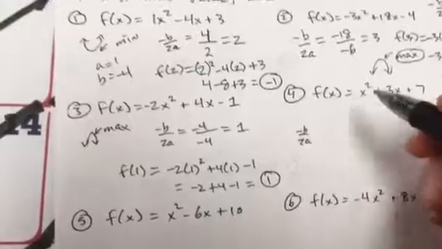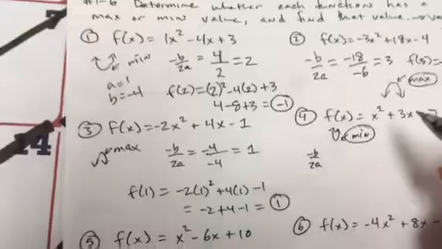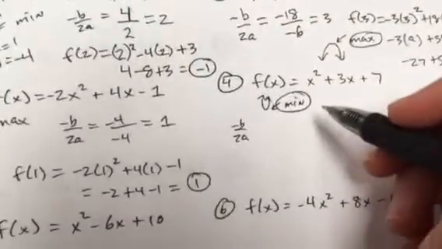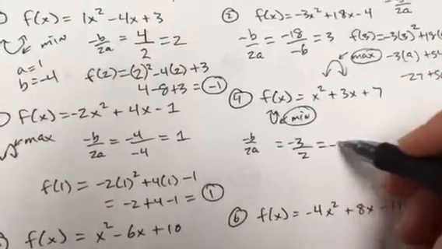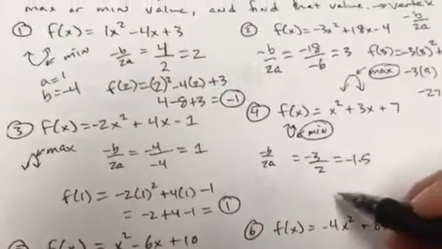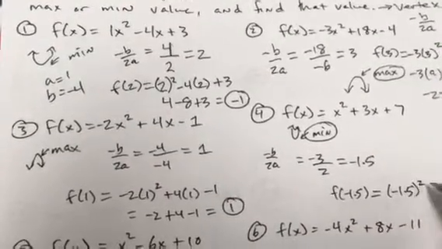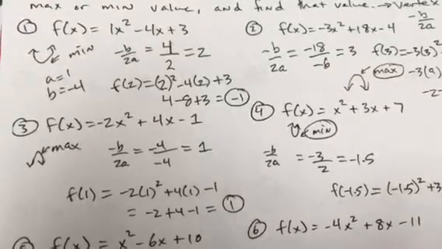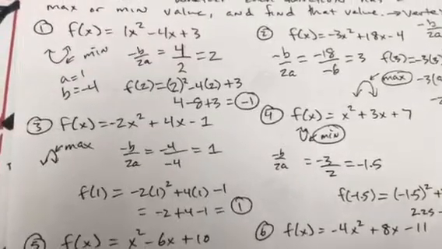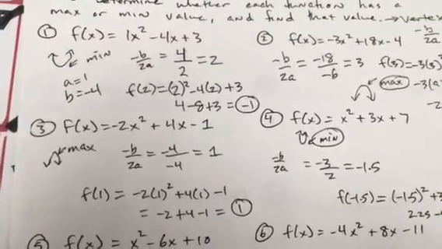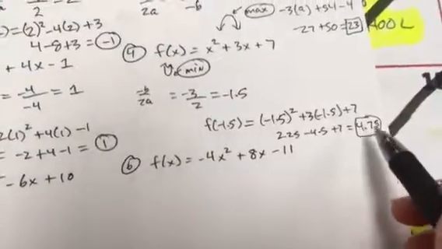First off, that's a positive 1x squared, so it's going to make a u, which has a minimum. That's a minimum value. All right, so negative b over 2 times 1, that's just negative 1.5. It's all right to get a decimal. So f of negative 1.5, plug that in. I'm going to take negative 1.5 and square it, plus 3 times negative 1.5 plus 7. Get 2 1/4 minus 4 1/2 plus 7, which I believe is 4.75. 4.75 is a minimum value, sorry.